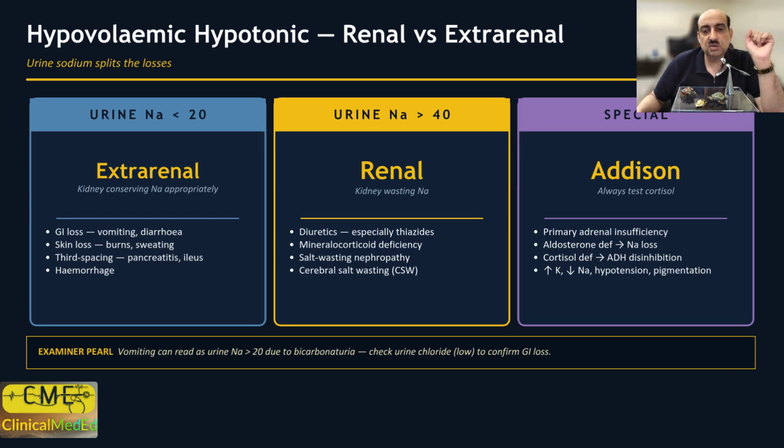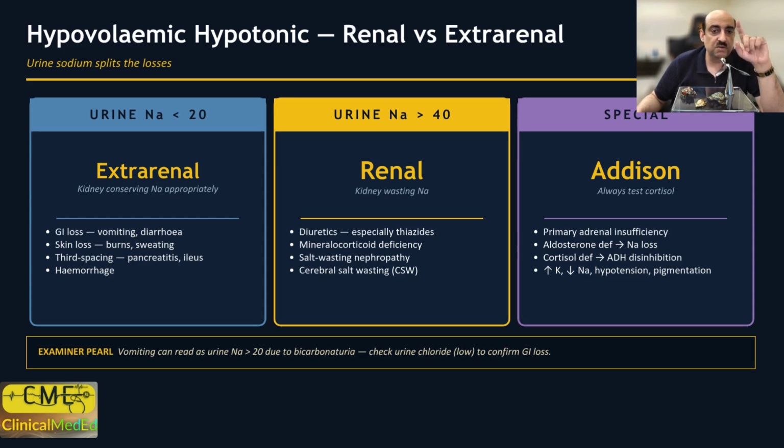Now, in this situation, also remember, do not miss Addison's disease, because if there is primary adrenal insufficiency, that leads to aldosterone deficiency. Remember, aldosterone is to retain sodium and lose potassium. If there is deficiency, potassium will be retained, sodium will be lost, and also there will be signs of hypotension and pigmentation. And so that indicates Addison's disease. And also the cortisol deficiency can disinhibit ADH, so that also complicates the picture. So the full picture, as we have discussed, is hyperkalemia, hyponatremia, hypotension, and sometimes pigmentation.